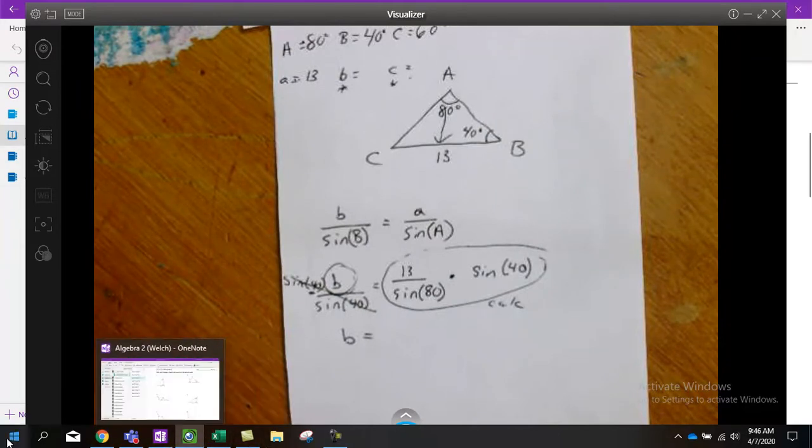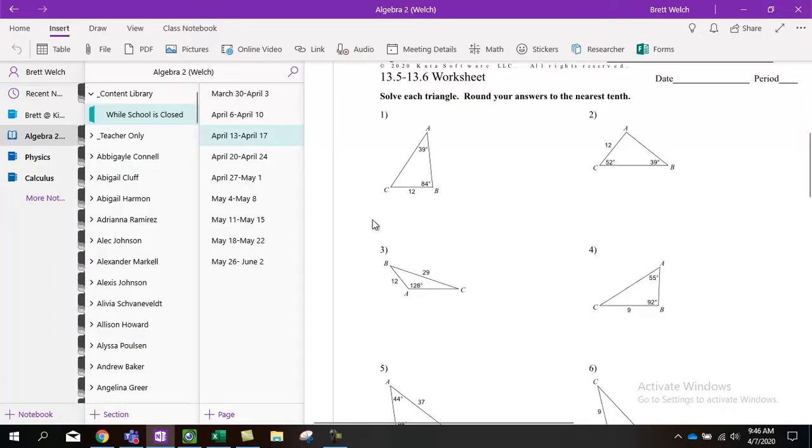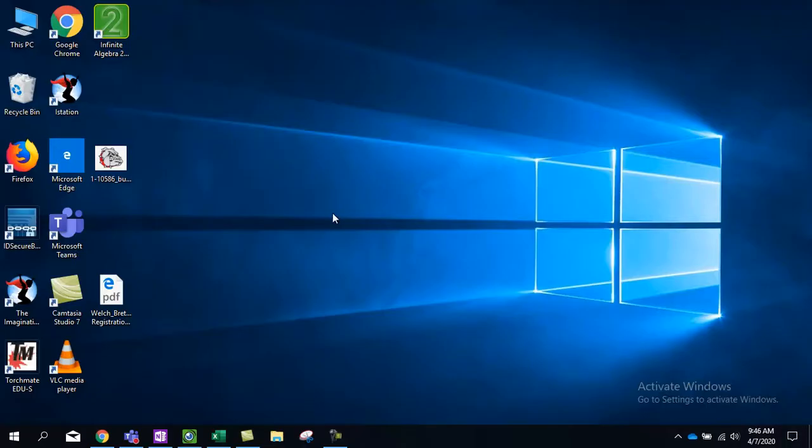I'm going to open up another page here because I don't want to show anybody their grades. All right, this will work for me.